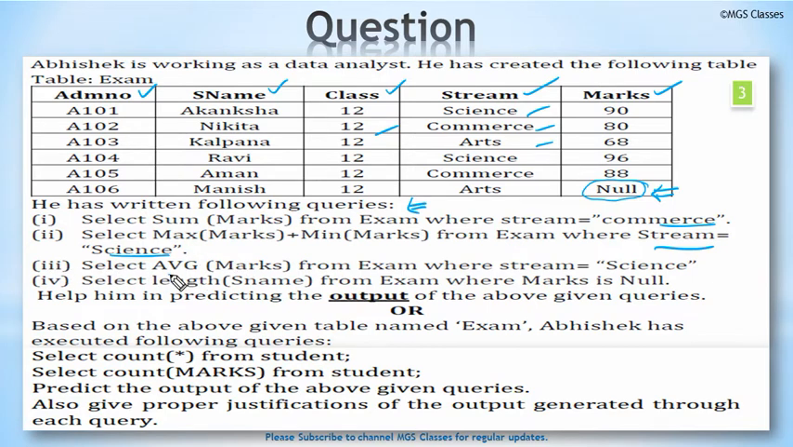And the third query is the average of marks. You need to print it where the stream is science. So where the stream is science, you need to add the marks and then divide by the number of rows, and it will calculate the average. We will see the output.